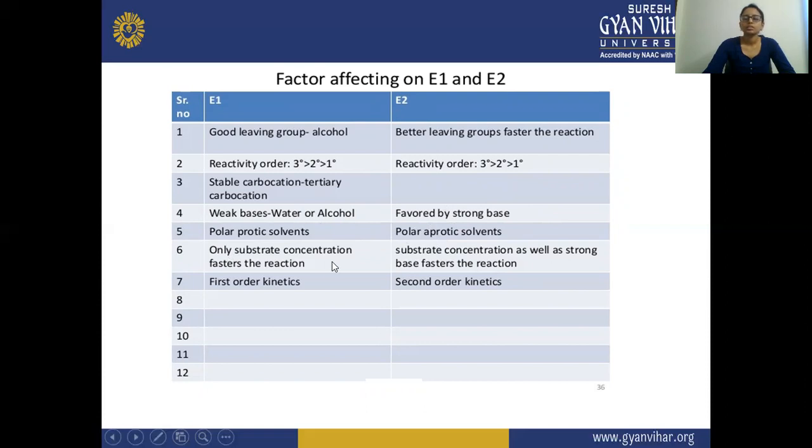Here only the substrate concentration speeds up the reaction. Here only the substrate concentration is required, but here the substrate concentration as well as the base speed up the reaction, because the rate of reaction depends on both of them. So here it follows first order kinetics, and here it follows second order kinetics.